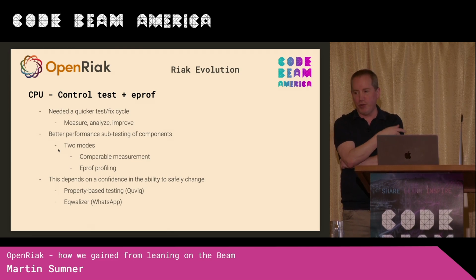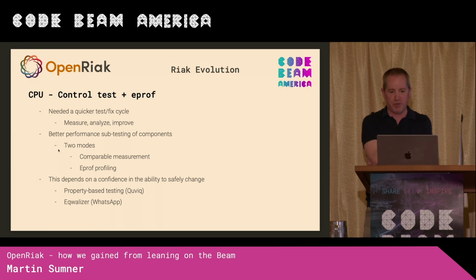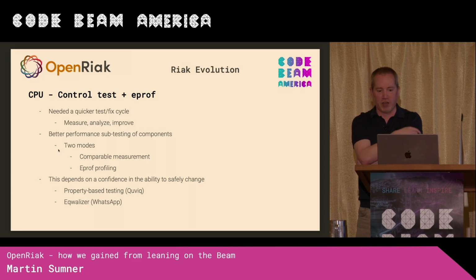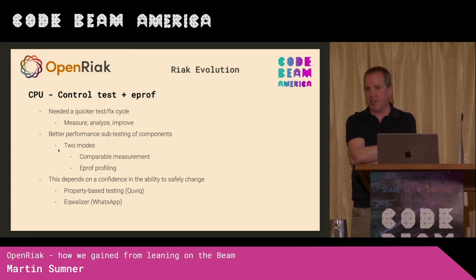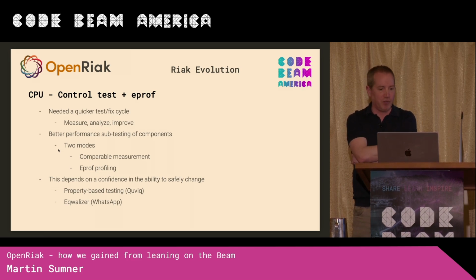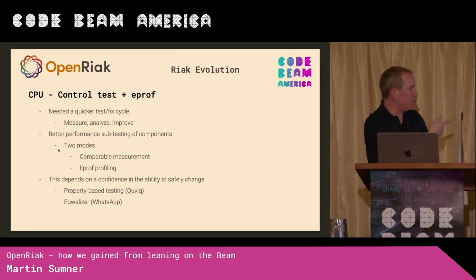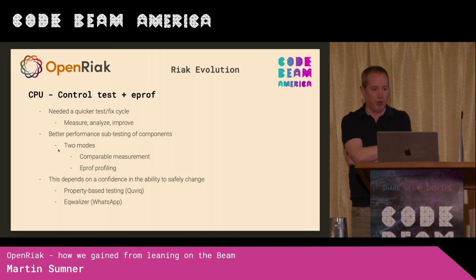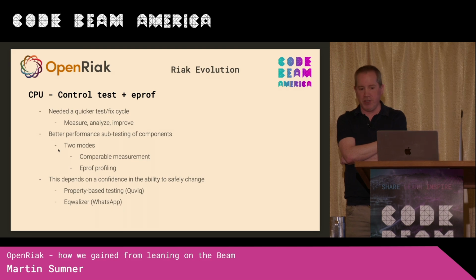The other thing that's worth mentioning as a side here is that anything we could do to improve the confidence in us making changes was going to help us improve CPU performance. So we spent a lot of time expanding our testing to make sure we could be confident in the changes we were making. We use a lot of property-based testing of our backends, where we have support in the OpenRiak community from Quviq, who provide the QuickCheck tool.